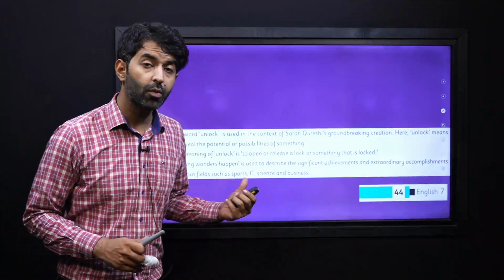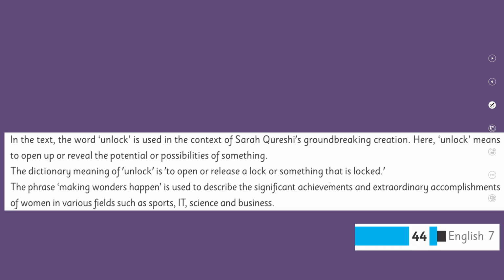Now, before moving on, if you have read the text of Unit 5, you can see that the word unlock is used in the text on page 44. Now, this is used in the context of Sara Qureshi's groundbreaking and amazing creation. Here, the word unlock means to open up or reveal the potential or possibilities of something. It does not mean to unlock a lock. It means to unlock or reveal the potential or possibilities of something.